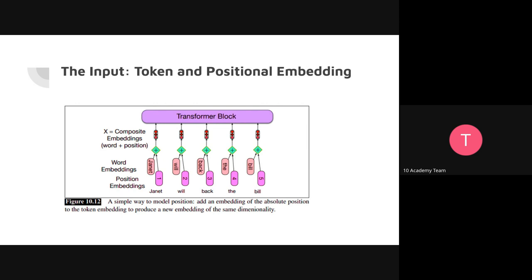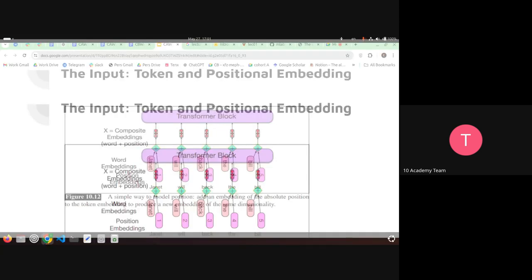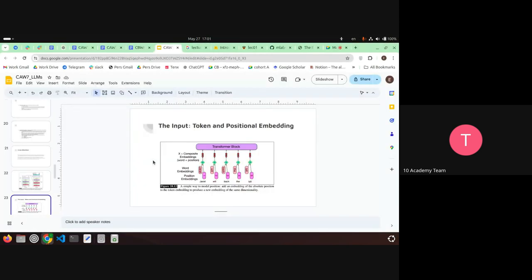This is how they did it in the first transformer paper, the one I talked about, Attention Is All You Need. So it's positional embedding or positional encoding, basically. It's how to take into account the position of a token in the input.